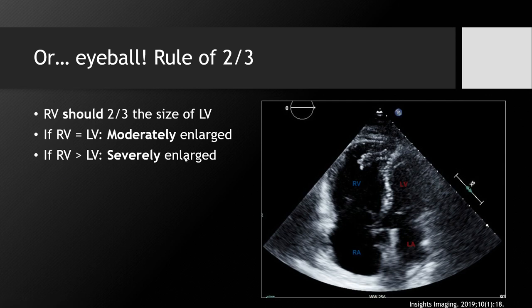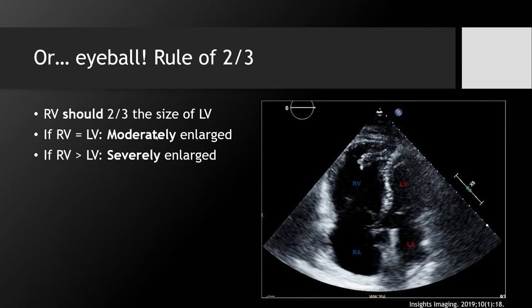Now, if you want to make this 1 ounce more complicated, you could say, well, if it's greater than 2/3, but not equal to the size of the LV, then you can call that mildly enlarged. But I intentionally left this out because that's not really helpful, because I don't think that we're going to be making significant calls from a mildly enlarged RV in our patient population. And if you're not sure and you're hemming and hawing about, well, is it equal or is it slightly bigger, that also doesn't matter. The point is that you've identified a moderate to severely enlarged RV.